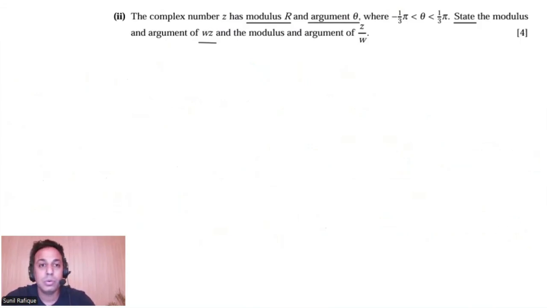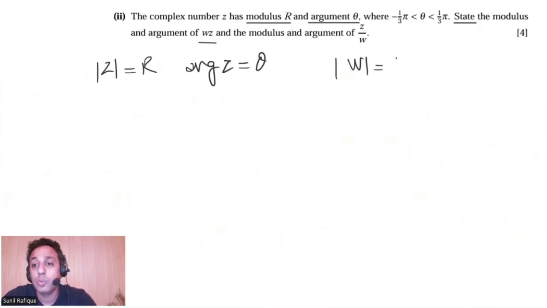So now it's over. Let's come back to the question. I know there is some complex number z. The modulus of z is just r, and the argument of z is theta. From my previous part, we already know that the modulus of w was 1, and the argument of w was 2 pi over 3. I just proved it in the previous part. So let's use them to get the modulus and argument.